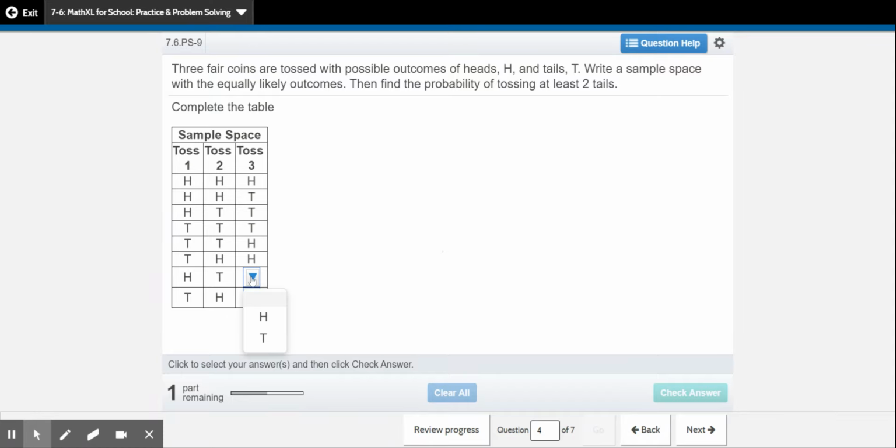It's going to be heads, tails, heads. And this one we have tails and then heads. Well, up here they have tails, heads, heads. So we're going to do tails, heads, tails.